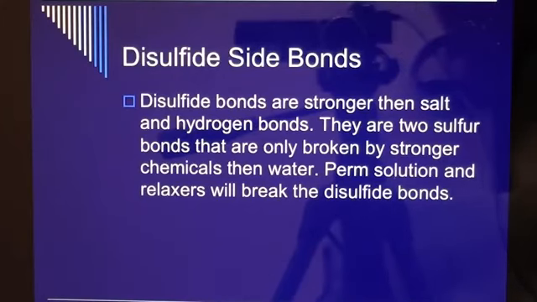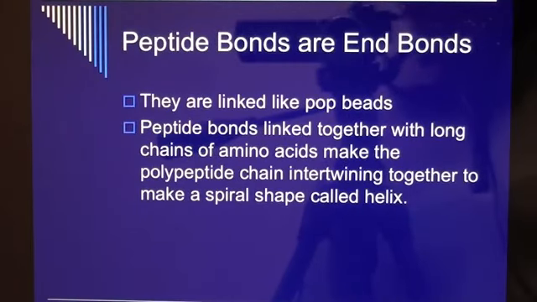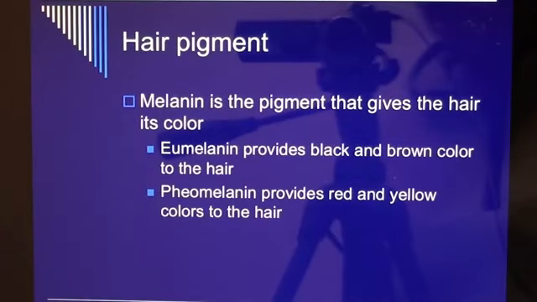Disulfide side bonds. Disulfide bonds are stronger than salt and hydrogen bonds. They are two sulfur bonds that are only broken by stronger chemicals than water. Perm solution and relaxers will break the disulfide bonds. Peptide bonds are end bonds. They are linked like pop beads. Peptide bonds linked together with long chains of amino acids make the polypeptide chain, intertwining together to make a spiral shape called helix.